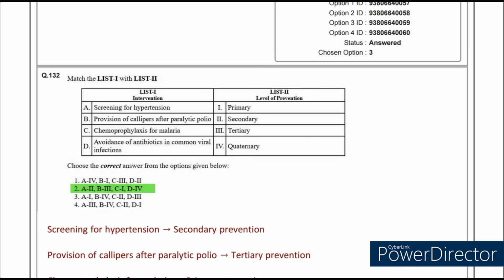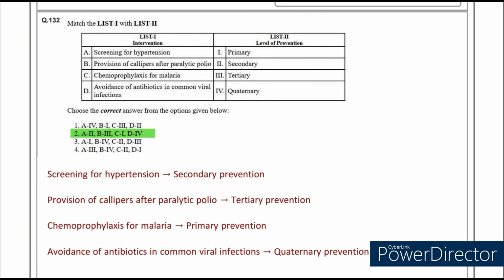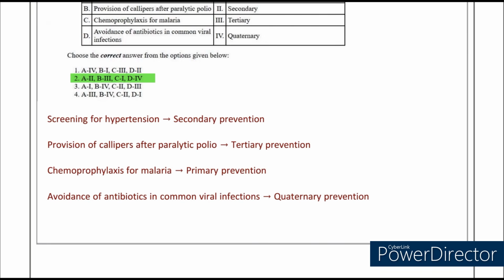And now coming to question number 132, it is a match the following question on intervention and level of prevention. Again a very easy question. Screening for hypertension comes under secondary prevention. Provision of calipers after paralytic polio comes under tertiary prevention, and chemoprophylaxis for malaria comes under primary prevention. So this is a repeated question. Please remember chemoprophylaxis for malaria comes under primary prevention. The next one, avoidance of antibiotics in common viral infections, comes under quaternary prevention.